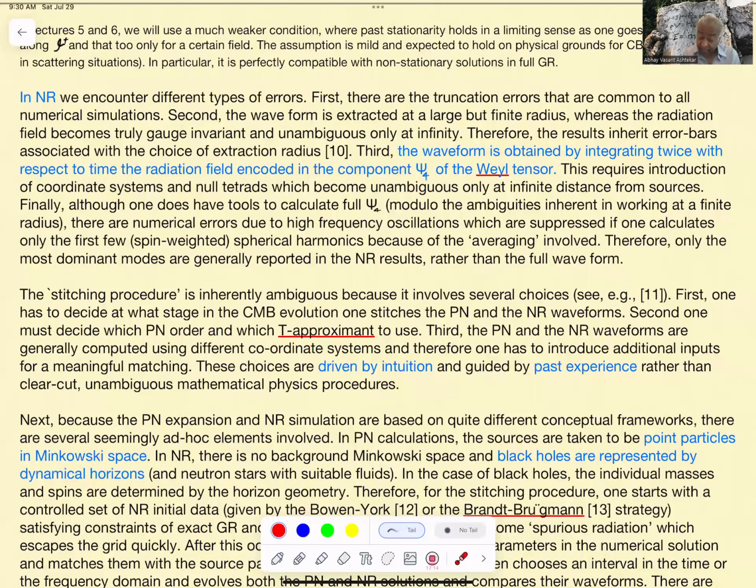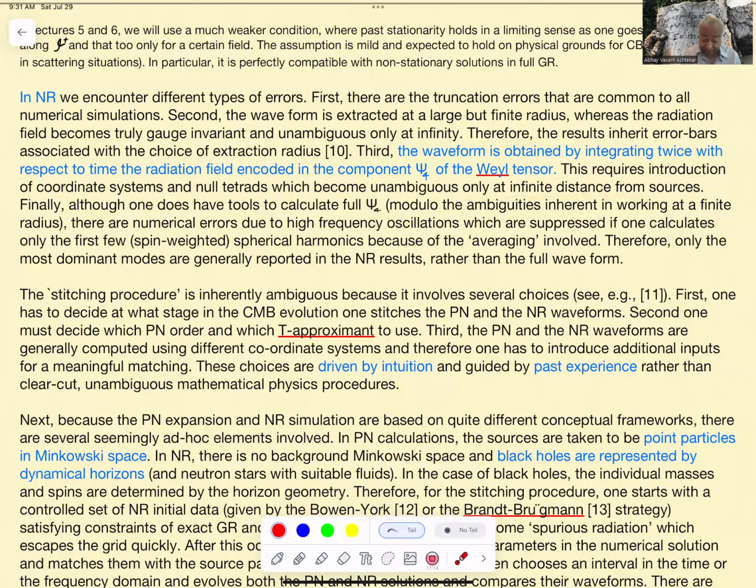extraction radius. The waveform is obtained by integrating twice the radiation field psi4, because we saw that sigma naught double dot is equal to psi4 naught. So I have to integrate this twice in time in order to get the waveform, sigma naught. This requires the introduction of coordinate systems, because I need to know what is psi4 naught, and therefore I have to introduce null tetrads also. And these become ambiguous if you are at a finite distance rather than at scri.